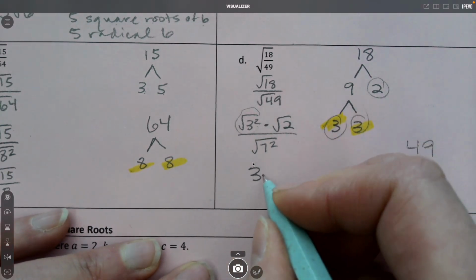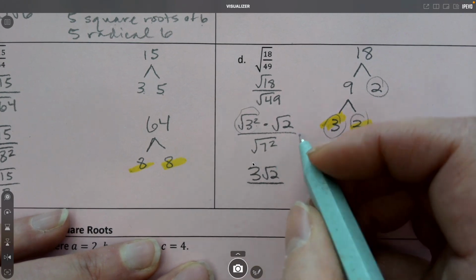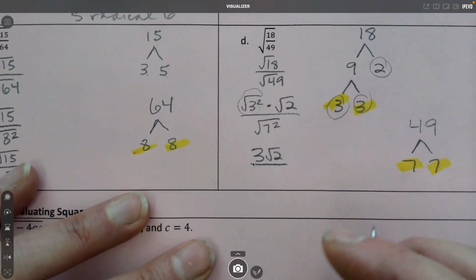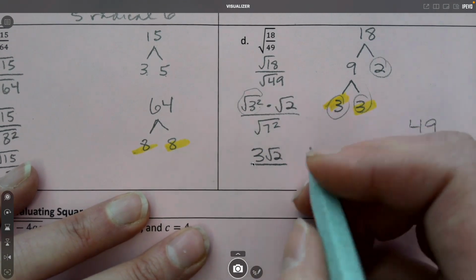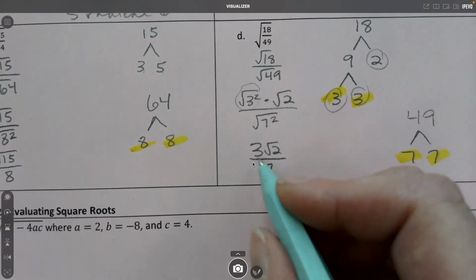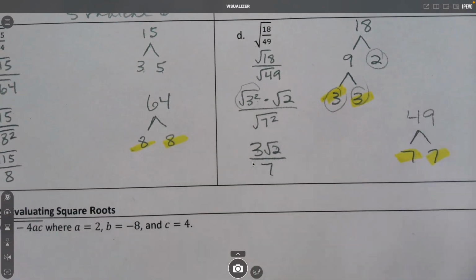This is going to stay a square root of 2. And then in my denominator, I have a square root of a square. So again, those are inverse operations. They're going to undo each other, and we are just left with 7. So our final answer is 3 square roots of 2 divided by 7.